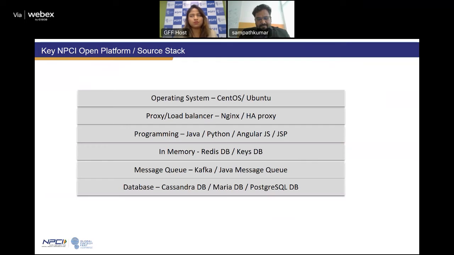But recently, we started converting all our applications into active across multiple data centers. So Postgres had its own challenges in supporting active across sites. So we moved those kinds of applications to Cassandra and also some applications to Maria, and both are serving the purpose as of now.